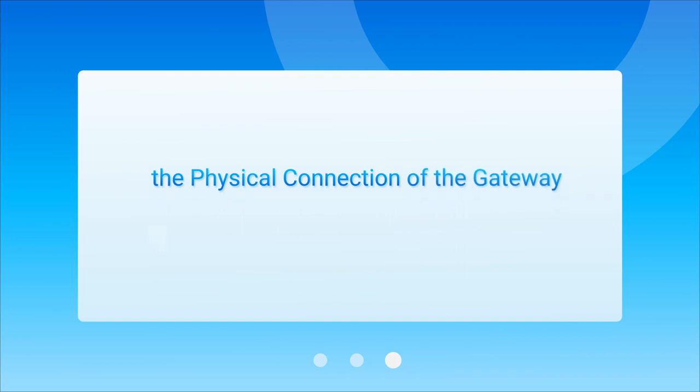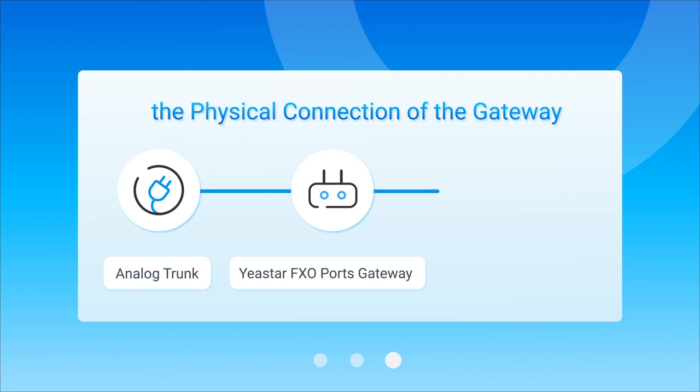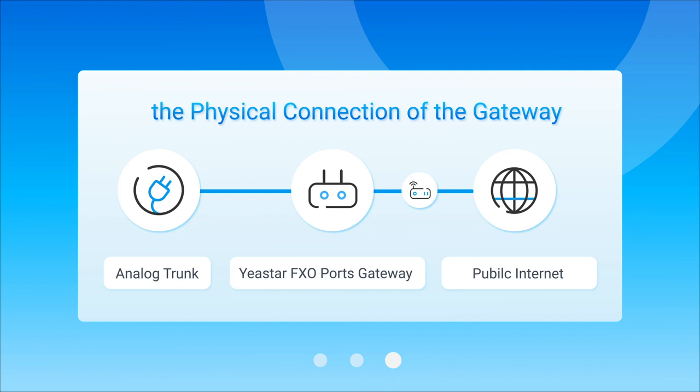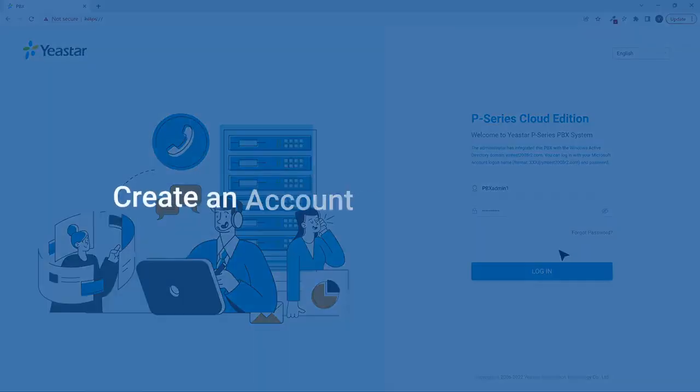Now we need to finish the physical connection of the gateway. First, connect the analog trunk to the FXO port of the gateway, and then connect the LAN port of gateway to the router, so that the gateway can get access to the internet. Now that we have upgraded the gateway and established network access, we can interconnect the P-Series PBX Cloud Edition to the gateway.